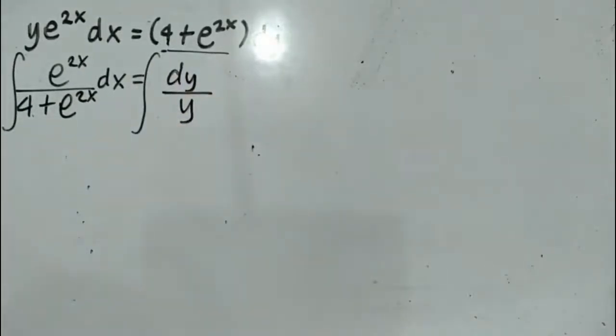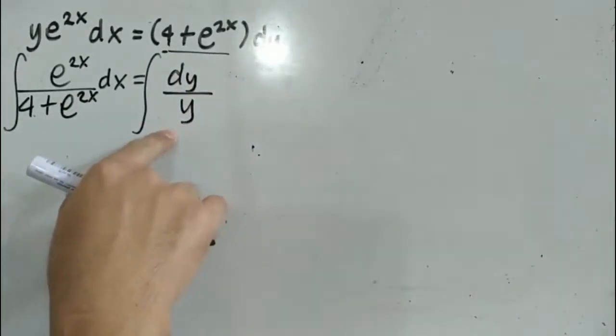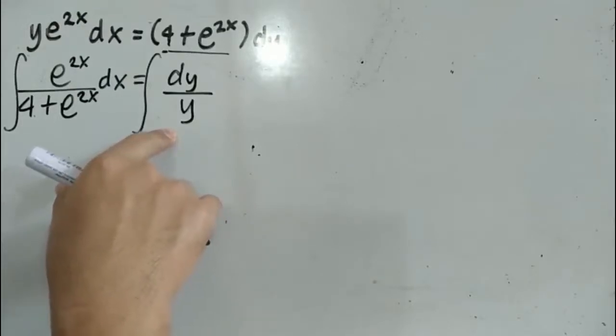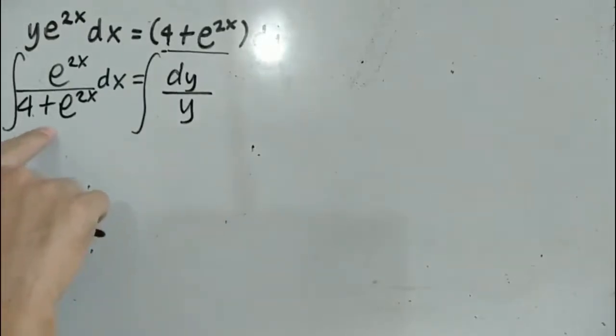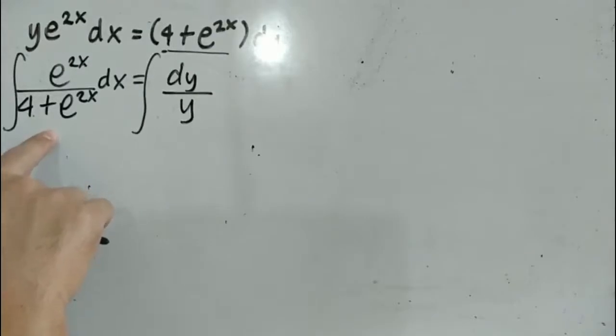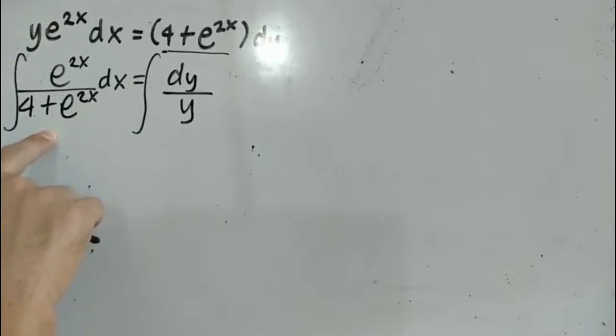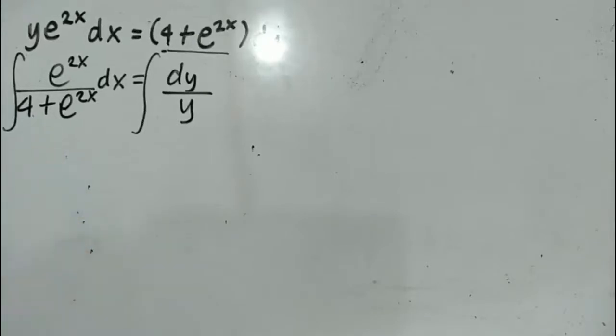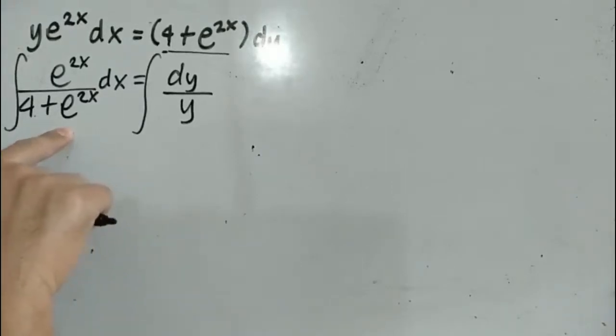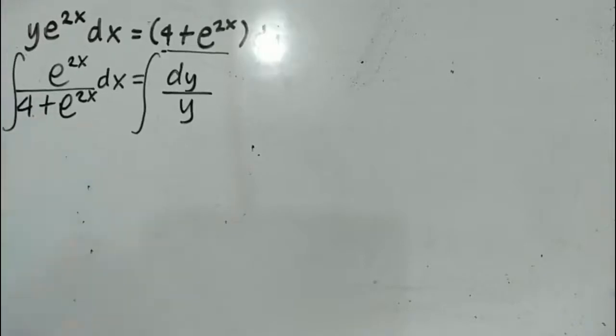As you can see, the integral of the right side is very easy. That is simply equal to ln of y. On the other hand, the left side is more complicated. But at first glance, it would seem that we need to apply the rule for integrating an exponential function. However, a closer look at the integrand would suggest that it might be a case of the log rule.